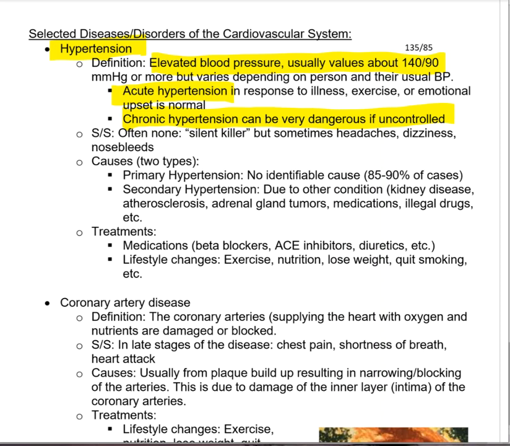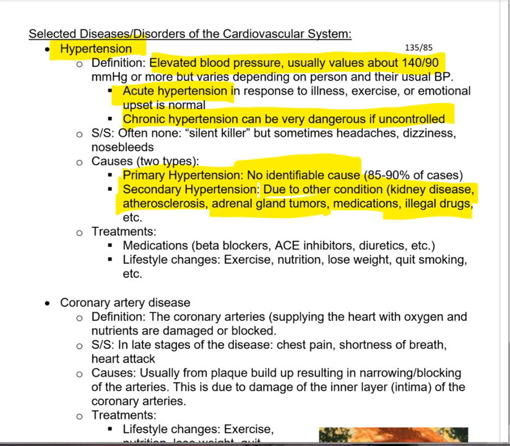Now, there are two types of blood pressure. There's hypertension that's primary and hypertension that's secondary. In primary hypertension, there's no identifiable cause. Probably a number of factors cause this hypertension, but no one thing causes it. And this is most cases, about 85 to 90%. However, there is secondary hypertension, and this is due to other conditions like kidney disease, hardening of the arteries, tumors, medications, illegal drugs, all sorts of things.